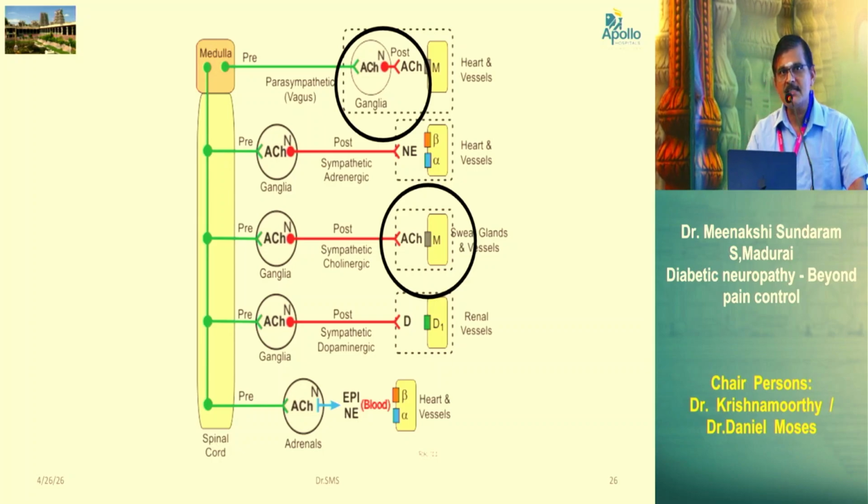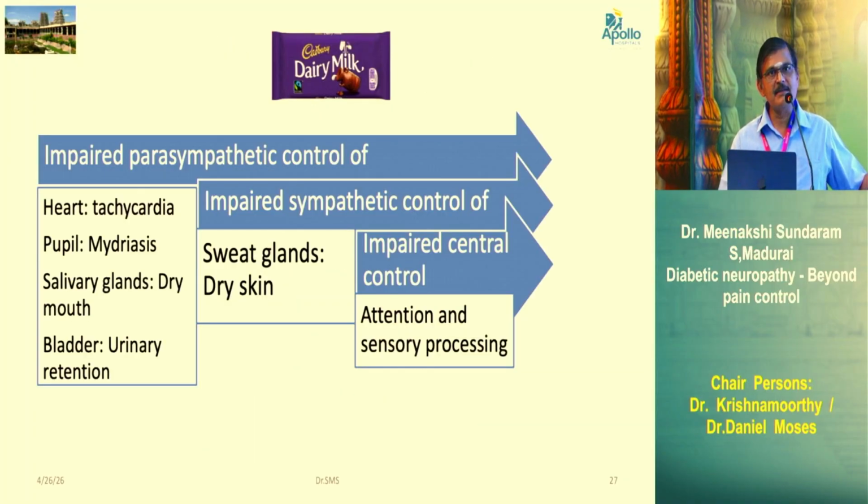Which type of acetylcholinergic receptors are you talking about? There are two types of receptors. These are muscarinic receptors. You have the nicotinic receptors at the preganglionic segment. All of these are muscarinic receptors. So you have impaired parasympathetic control, resulting in tachycardia to the heart, mydriasis in the pupils, dry mouth because of salivary gland involvement, urinary retention, and the sweat glands, which is why you get the dry skin.